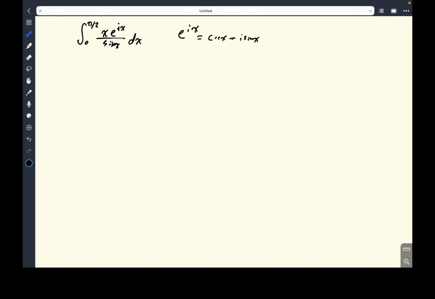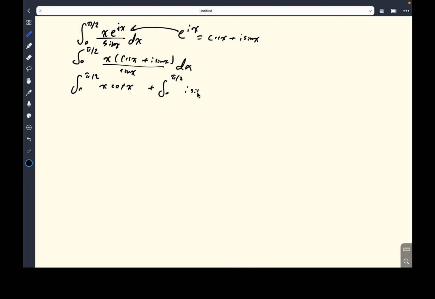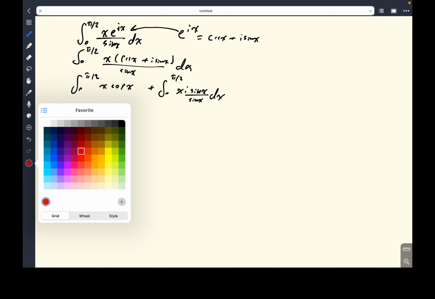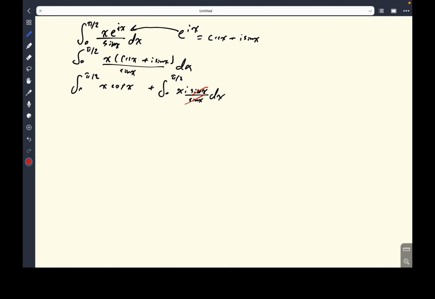i sine x. So what I'm going to do is replace this one here, the integral from 0 to pi over 2 of x times (cosine x plus i sine x) over sine x dx. If I expand this integral, it's going to be the integral of x cotangent x plus the integral from 0 to pi over 2 of i x sine x over sine x dx. I forgot x here. We can cancel out these sine x's.